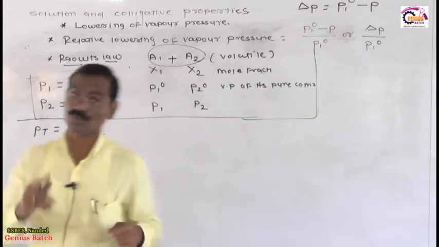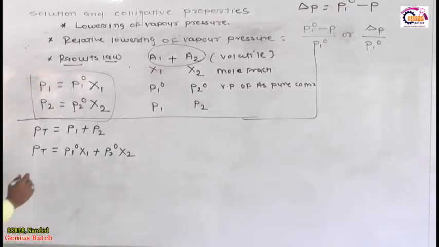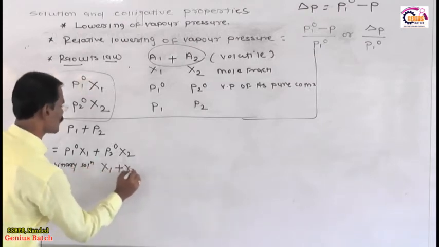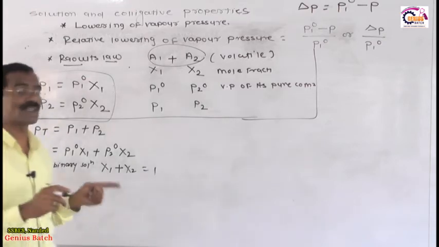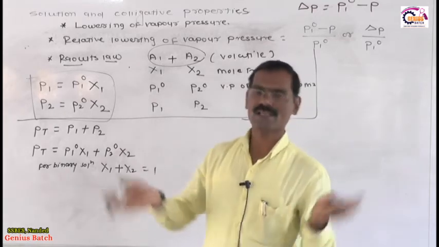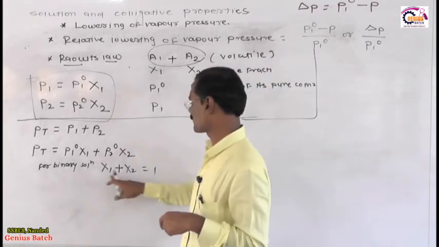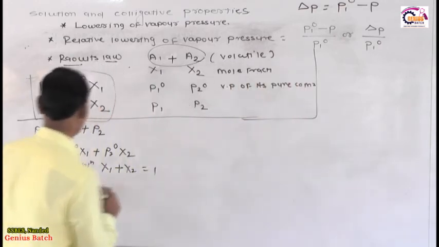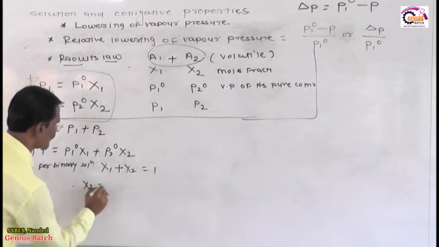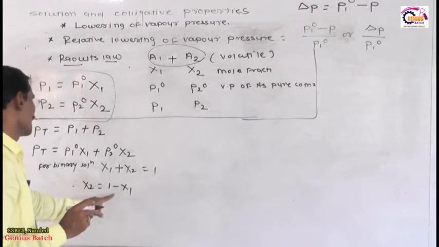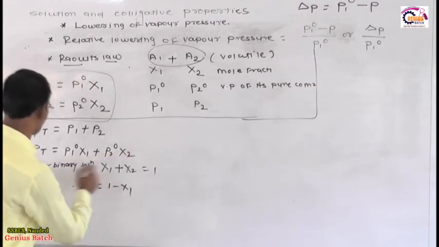But you know, for a binary solution, x1 plus x2 is equal to 1. This was already covered in mole fraction, because in concentration terms, the mole fractions of all the components in the solution must add up to 1. Therefore x1 plus x2 is equal to 1. Then we write the equation this way: x2 is equal to 1 minus x1. Put the value of x2 into this equation, 1 minus x1.